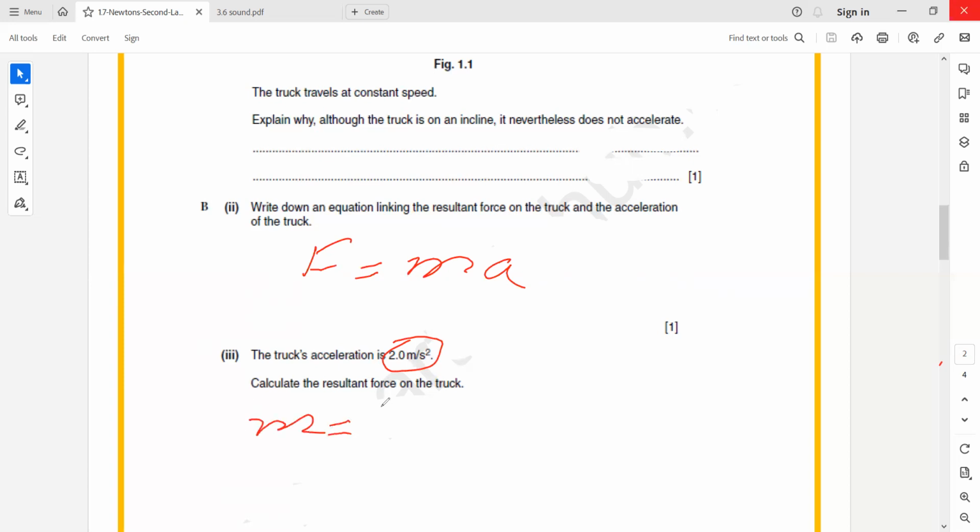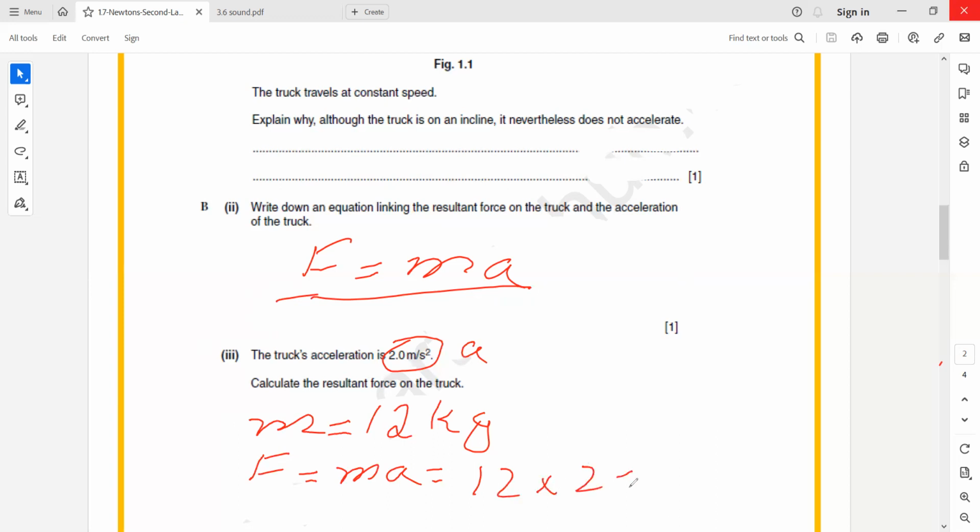12 kg was the mass, and this is the acceleration. So you will use this formula, F is equal to ma. So the force would be 12 times 2, 24. What will be the unit for force?